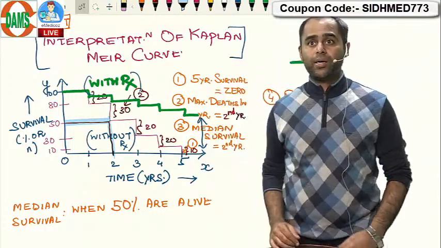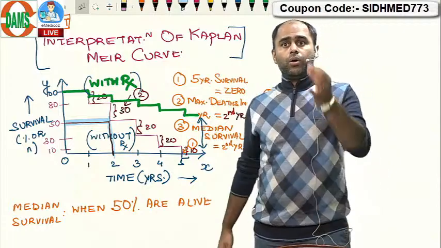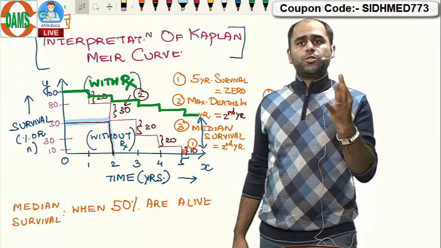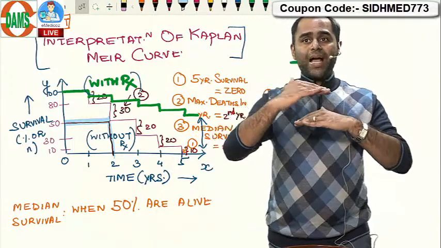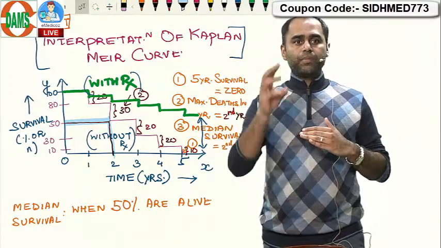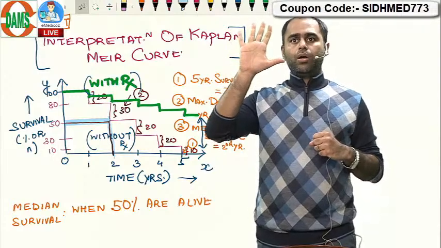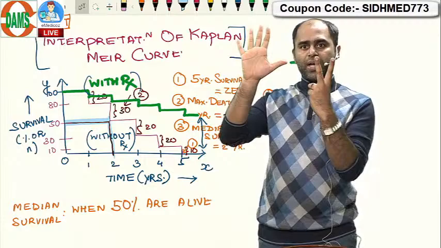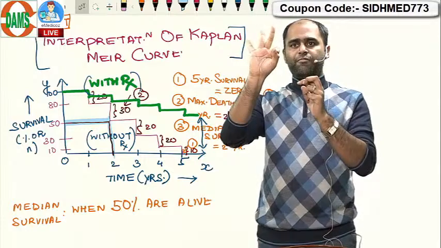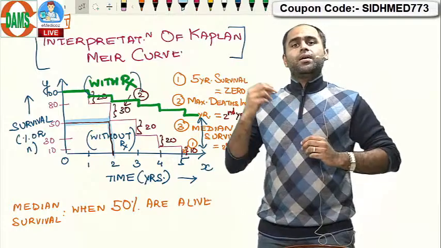So I can ask you one more question. Benefit of the drug or treatment with perspective to median survival increase is by dash years. Answer is 3. Now, how did I get 3? 5 years with the treatment, 2 years without treatment. So I need to subtract. 5 minus 2 is 3. This can be another question.